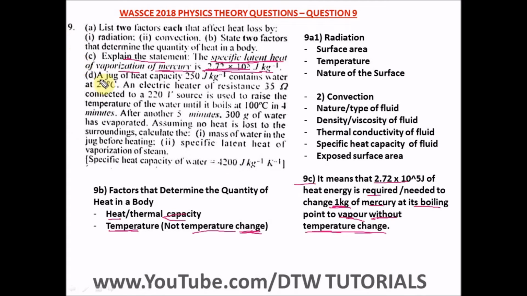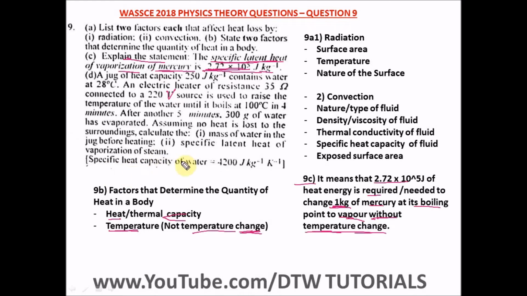Now 9D says a jug of heat capacity 250 joules per kg contains water at 28 degrees Celsius. An electric heater of resistance 35 ohms connected to a 220 volt source is used to raise the temperature of water until it boils at 100 degrees Celsius in 4 minutes. After another 5 minutes, 300 grams of water has evaporated. Assuming no heat is lost to the surroundings, calculate (i) the mass of water in the jug before heating, (ii) the specific latent heat of vaporization of steam.